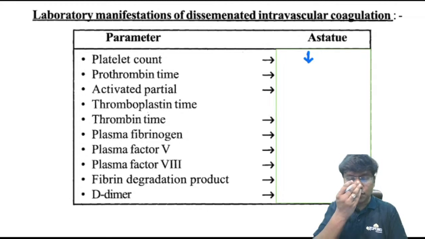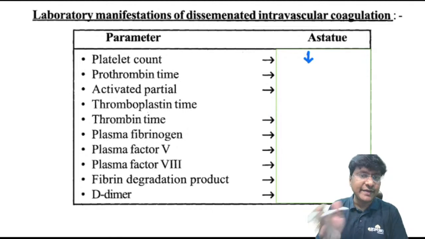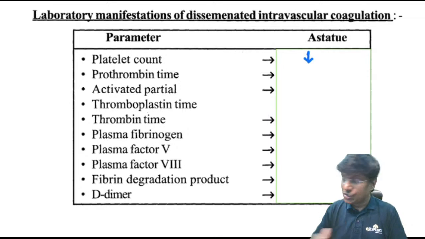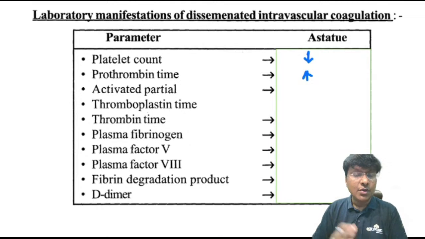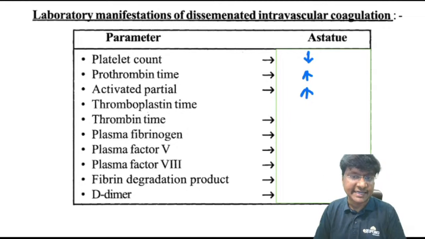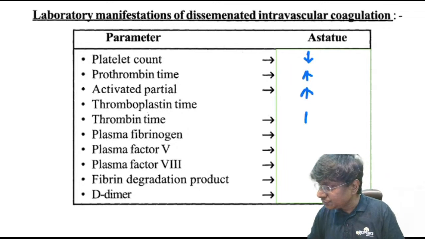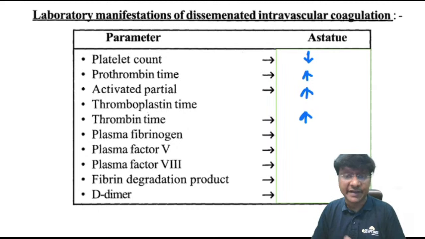Then you take prothrombin time. So what will happen to prothrombin time? Your extrinsic pathway and intrinsic pathway, both are utilized. So once the extrinsic pathway is utilized, prothrombin time increases. When the intrinsic pathway is utilized, activated partial thromboplastin time is increased. And even your thrombin time is increased because there is a decrease in your plasma fibrinogen levels. So the coagulation factors are utilized for the formation of the clot. So fibrinogen level reduces.